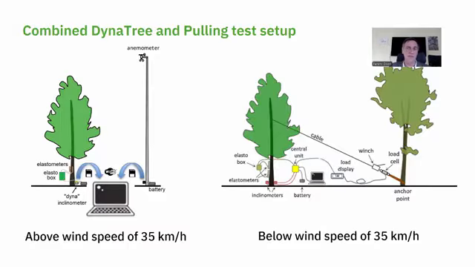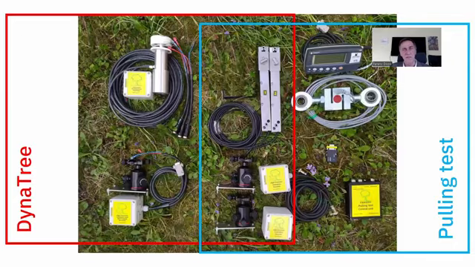Because the sensors, the inclinometer, and when we are testing the tree trunk, the elastometers are identical for the pulling test and for the dynamic test. For this reason, it is not necessary to purchase more sensors. The difference is, in one case we are using an anemometer, and in the other case we are using a force meter. Here you see the graph indicating what I already mentioned. The red marked area is the instruments needed for the dynamic test, and the blue marked area is needed for the pulling test.